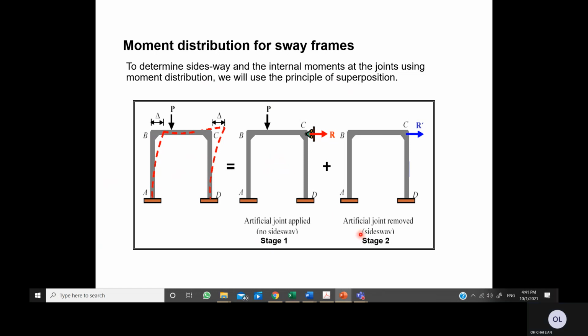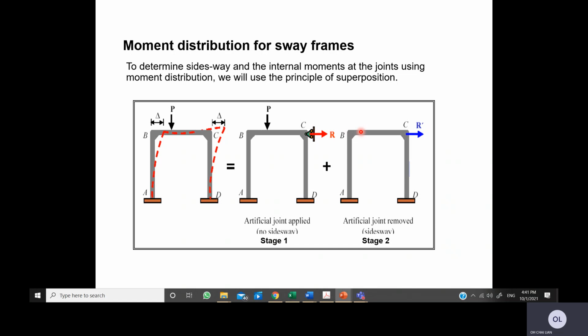Then the process follows with stage 2, which considers the side sway effect. At this time, the artificial joint or the restraint has been removed, and there will be one loading. R prime will be imposed at the restraint location in the same direction as R. In stage 2, this loading is termed R prime.